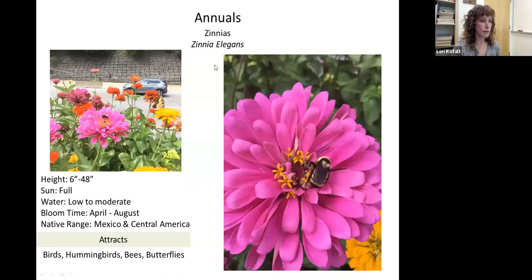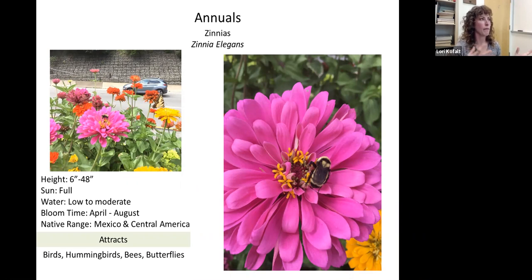So zinnias, particularly Zinnia elegans, which is what State Fair zinnias come from. They are pretty happy in full sun, they're not very water intensive. And then zinnia's native range is Mexico and Central America, and they attract hummingbirds and butterflies.